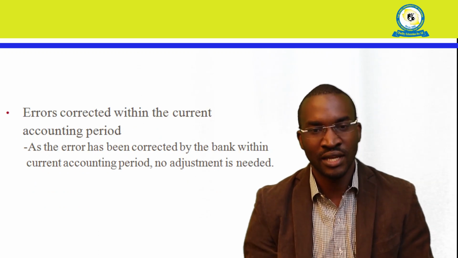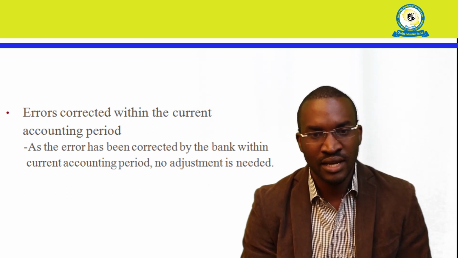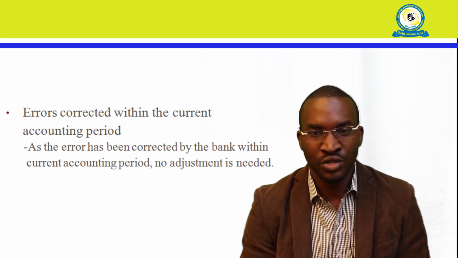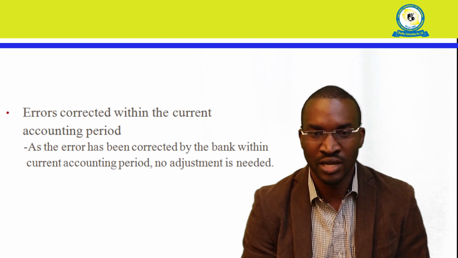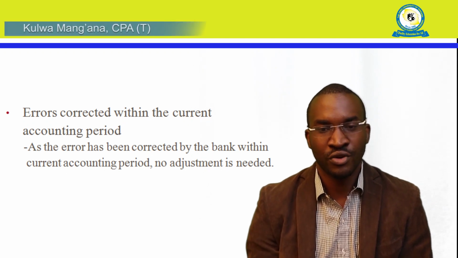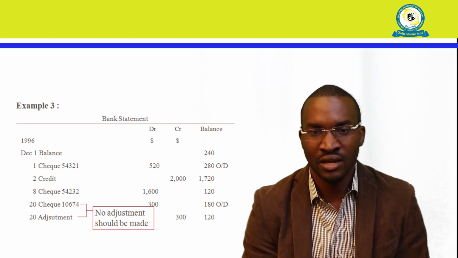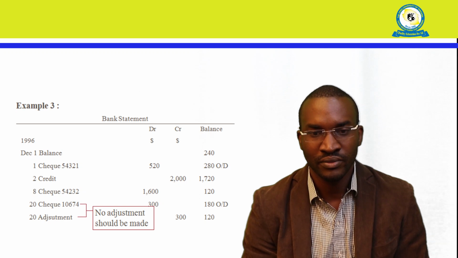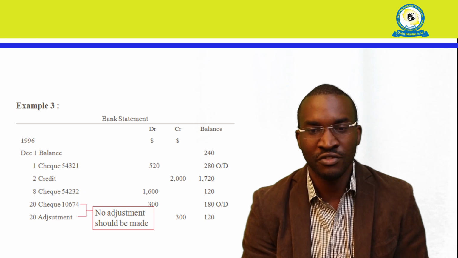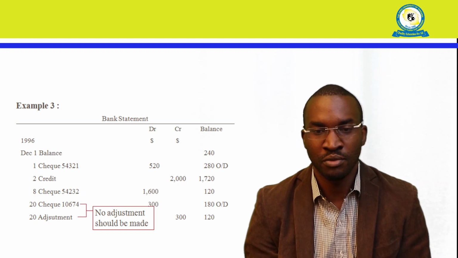So let us start by looking at the errors corrected within the current accounting period. As the errors have been corrected by the bank within the current accounting period, no adjustment is needed. For example, take this example. We have a bank statement here, and you have an error whereby a check of 300 has been debited, and again the bank itself has credited that amount, so you don't need to correct because it is a contra entry from the bank's point of view.